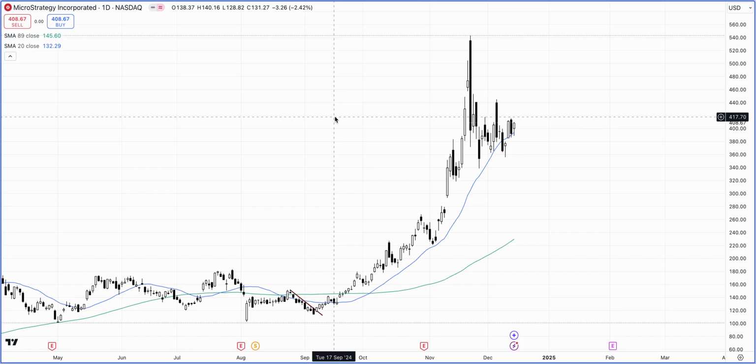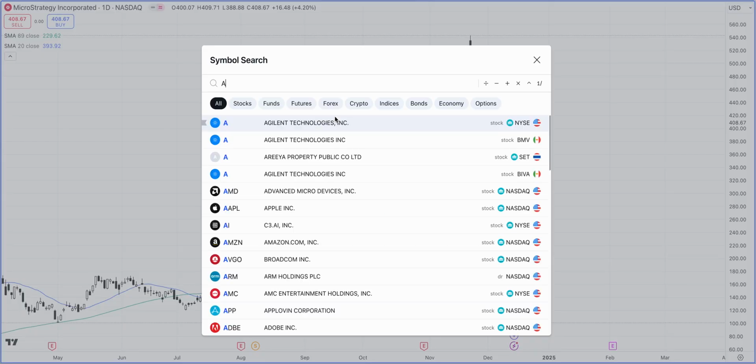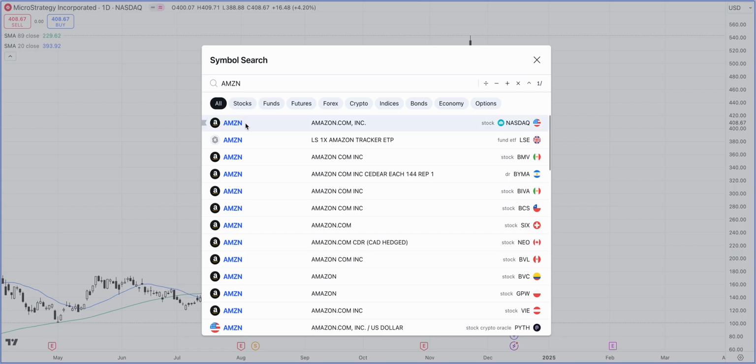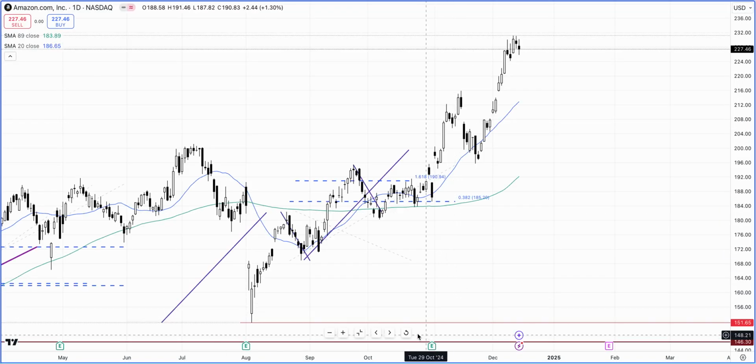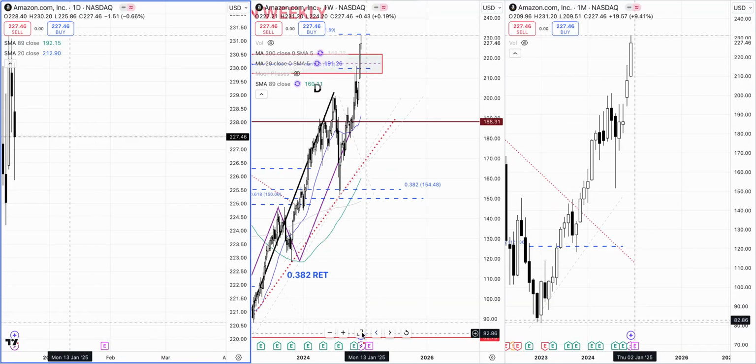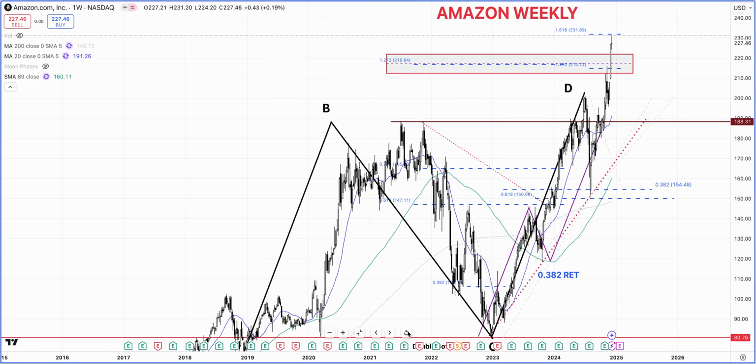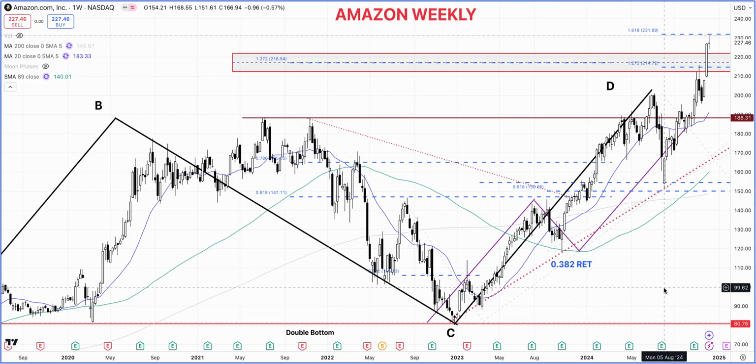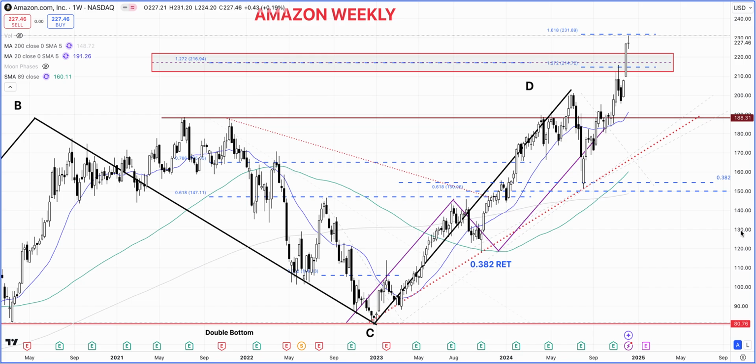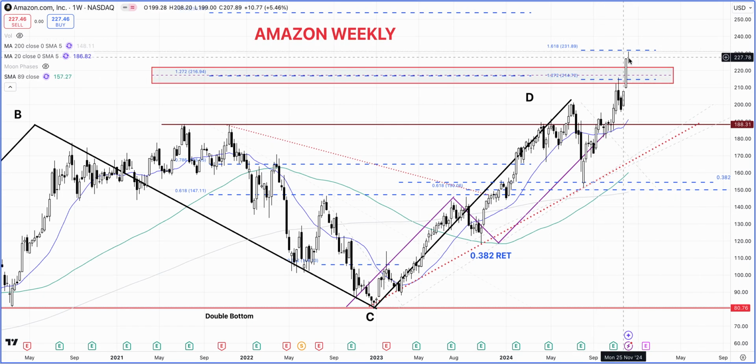Then let's take a look at the stock of Amazon. So let's move to the weekly. Here we go. So Amazon has hit this target of ours of $130. On the weekly, it has closed unchanged, pretty much a doji. Doesn't mean much at the moment. Let's see what sort of follow through we get.